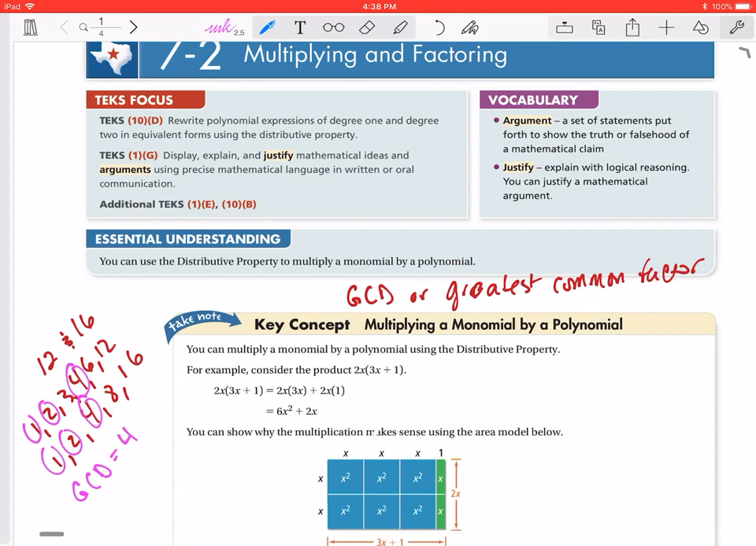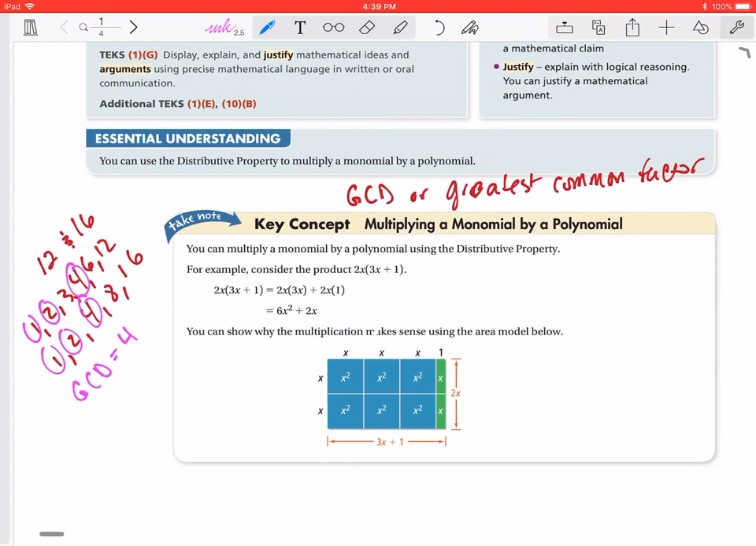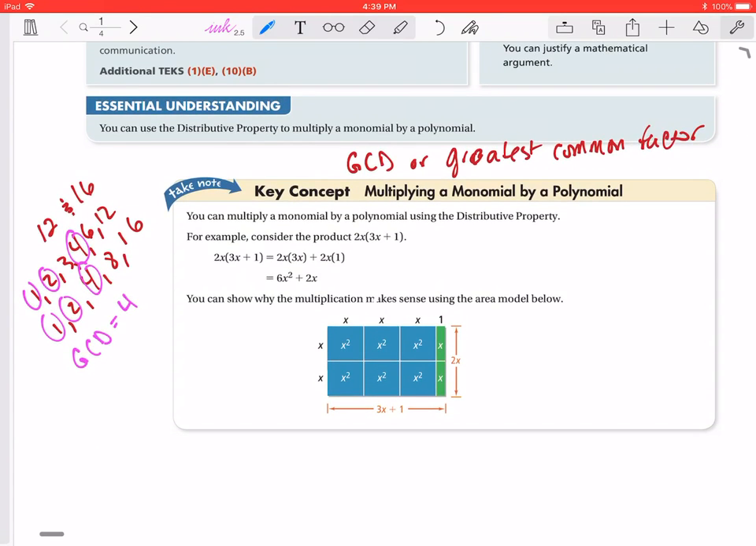All right, so I just wanted to do a quick review on the greatest common factor before we get into multiplying a monomial by a polynomial, because it's going to come into play later on. All right, so if we look here, multiplying a monomial by a polynomial, you can multiply the monomial by a polynomial using the distributive property.